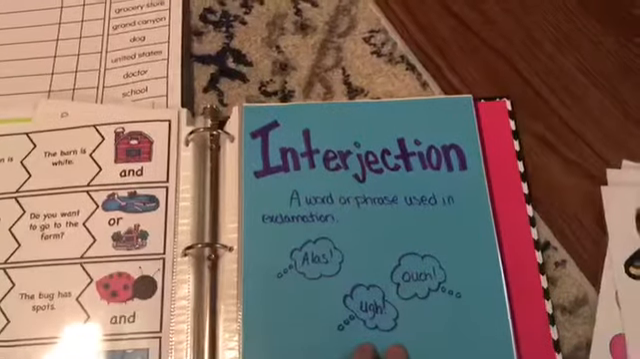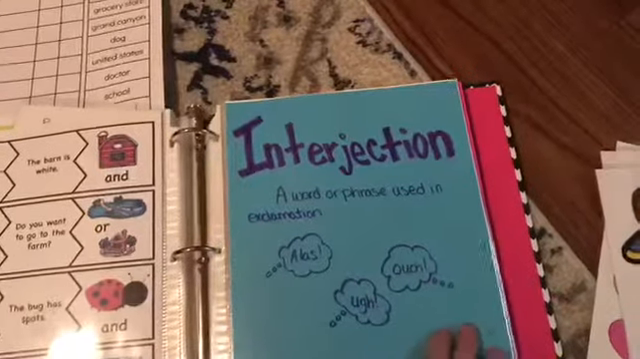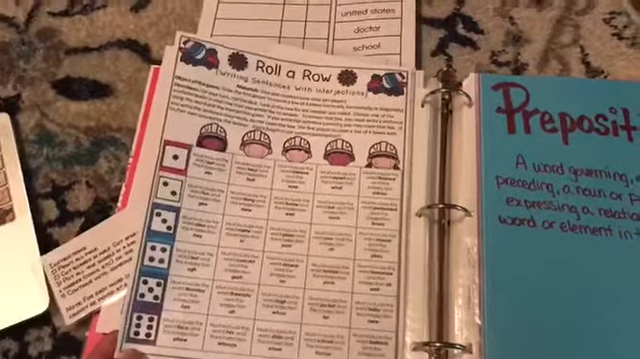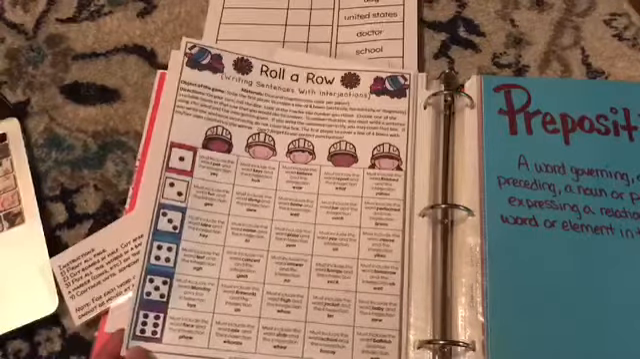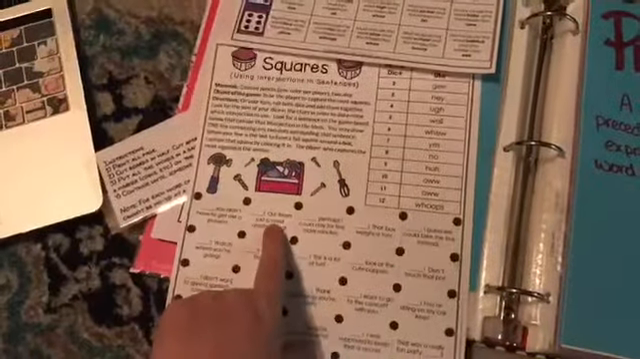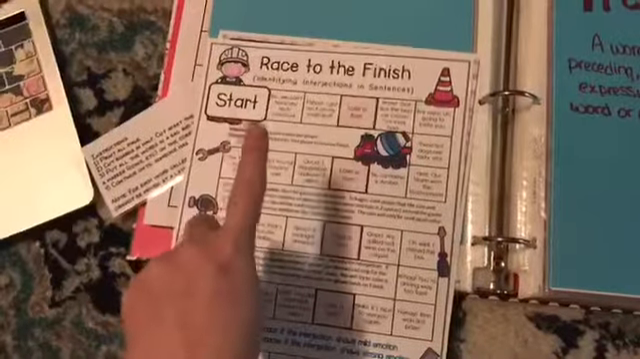Interjection, a word or phrase used in exclamation. Alas, ouch. A lot of people say wow. And then we have a game for rolling the dice, and they would roll it. And if they rolled a 1, you must include the word pet and the interjection of yes. And there is actually a game card back here. And here they would fill it in for their squares. They would sum up the squares to see who gets the most points. And here's the little table grid.